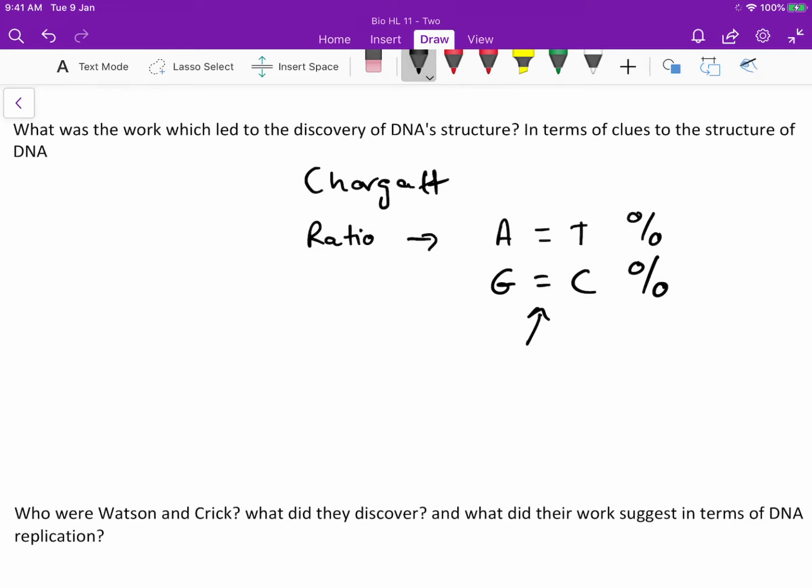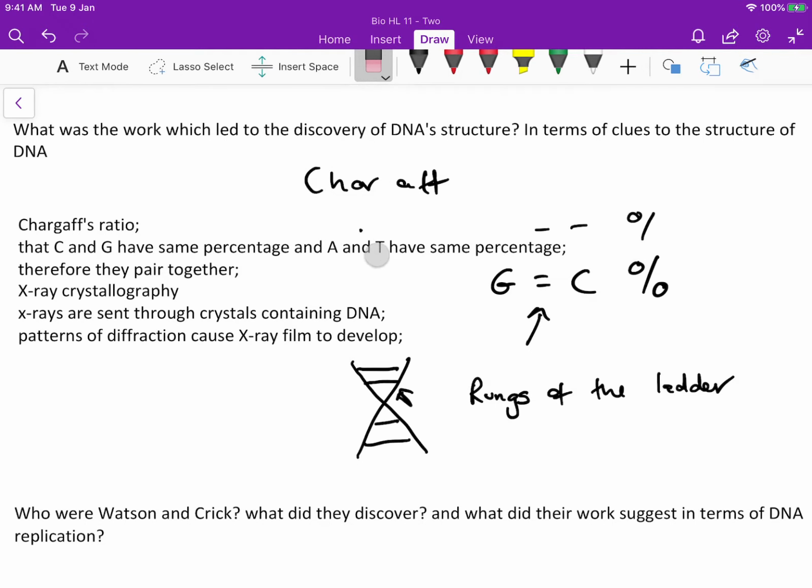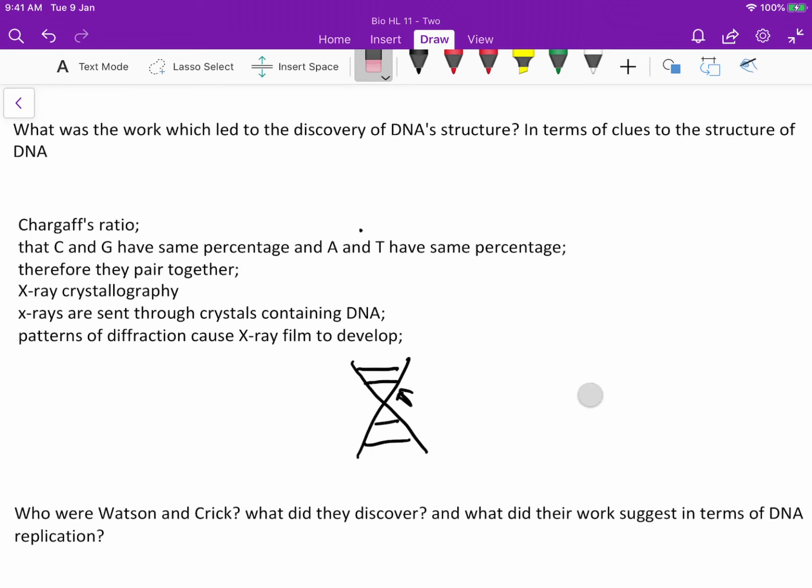And the other thing that they had was the X-ray crystallography. They had this picture that suggested this helical shape, and it also, from working out the sizes, they knew how far apart the rungs of the ladder were. And then they also had the composition of the bases, and they knew the structure well enough to think about where bonding might happen.